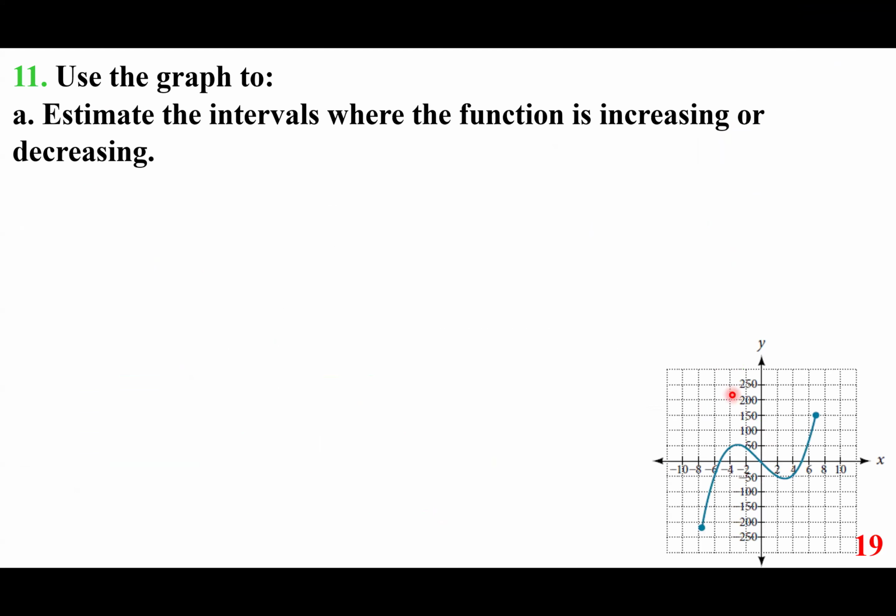So here's the graph. Use the graph to estimate the interval where the function is increasing or decreasing. So this portion is increasing. This portion is increasing. This is decreasing. So let me just do the red one. This portion is decreasing, everybody, okay? So it's increasing from -8 to roughly -3, union from 3 to 7.